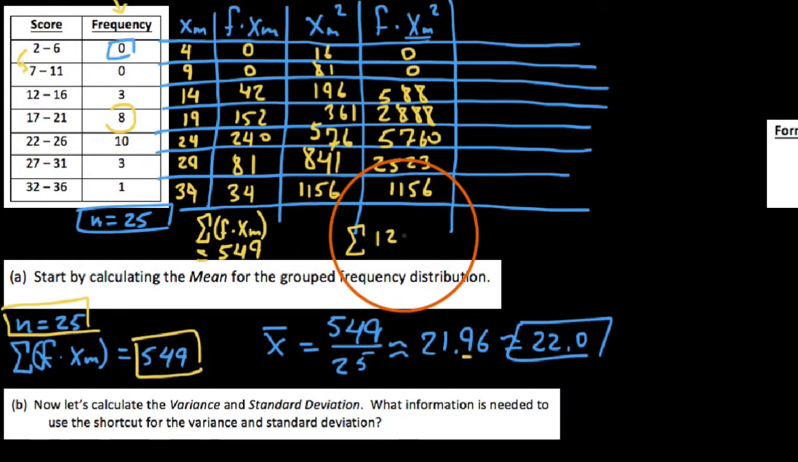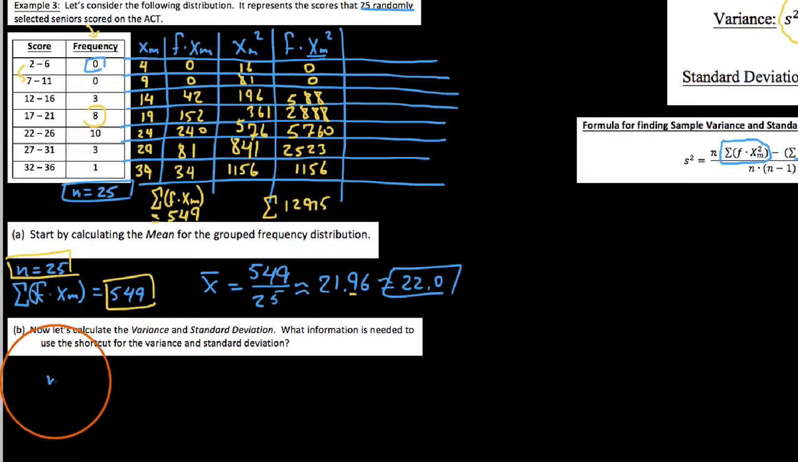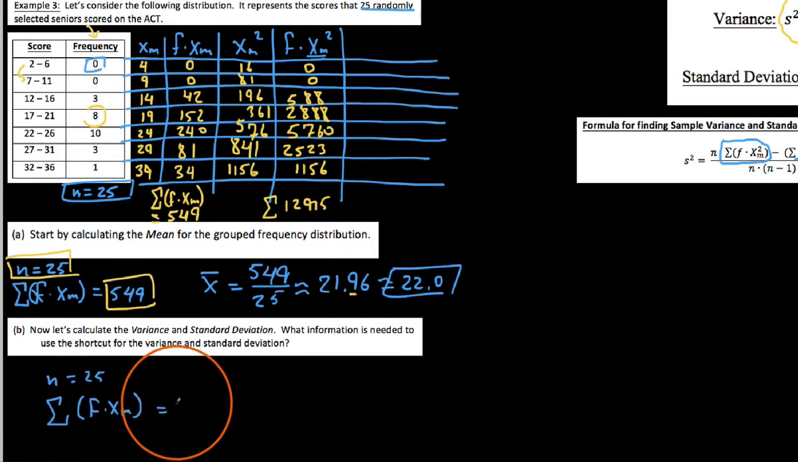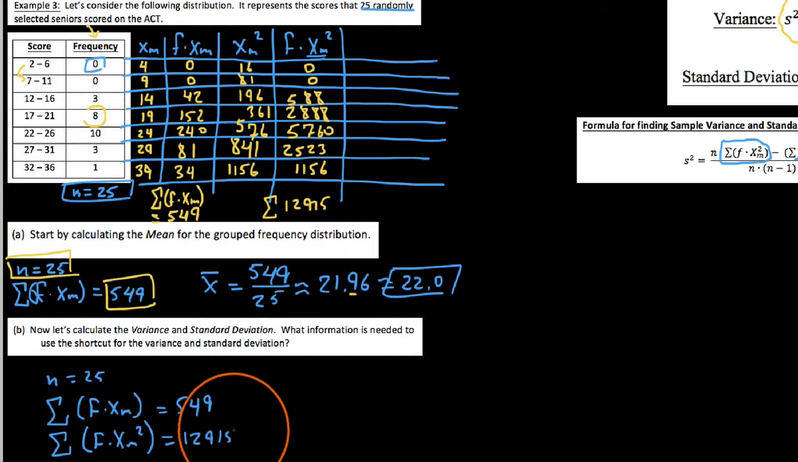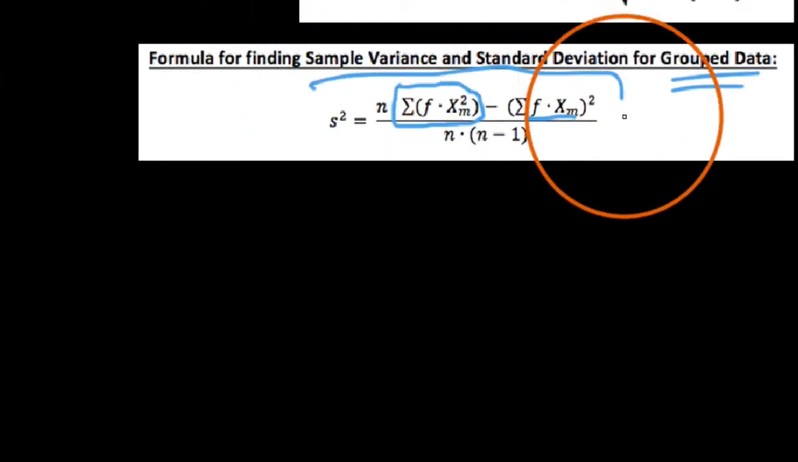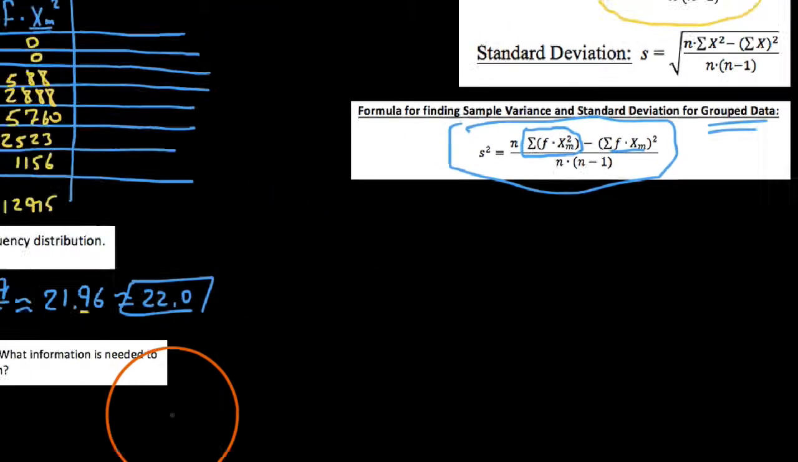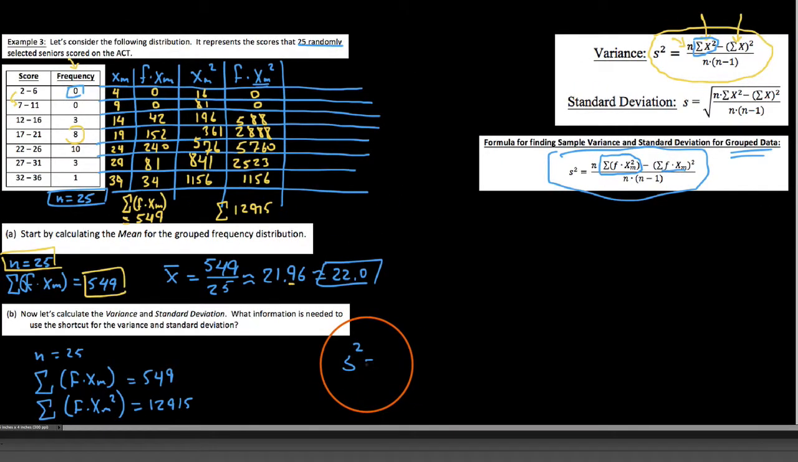So we say 12915, and I'm actually going to write that down. So we say n is 25. The sum of our data, that is frequency times class midpoint, was 549. And then the sum of our squared data times the frequency was this 12915. So when we use this formula now for variance of a sample, S squared, we get the same calculations we were carrying out before.